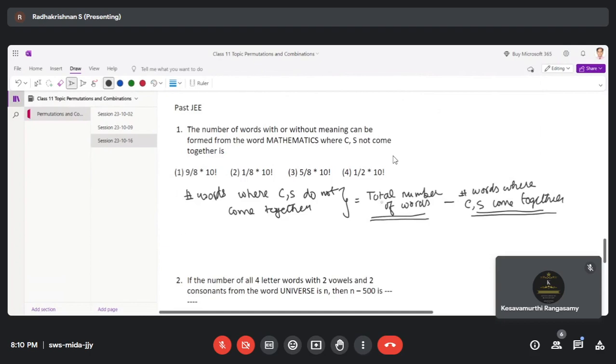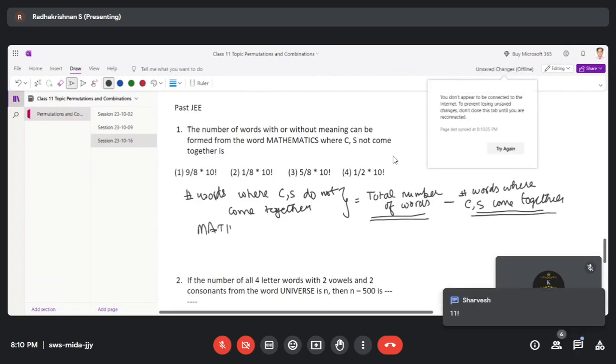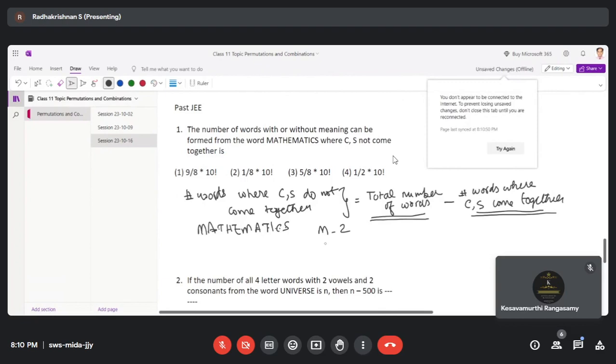Now first tell me, how many total words can be formed from MATHEMATICS? How many letters are there? 1, 2, 3, 4, 5, 6, 7, 8, 9, 10, 11 letters are there. Now M 2 times. Then A, how many? 2. T? 2 times. H? Once.